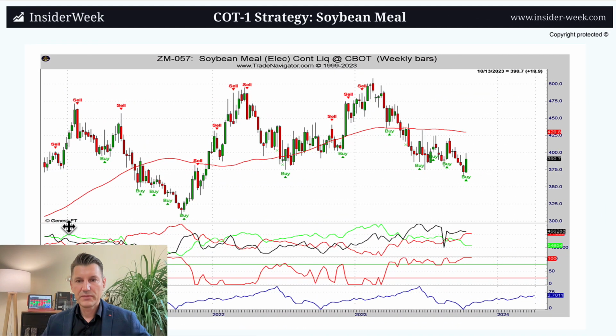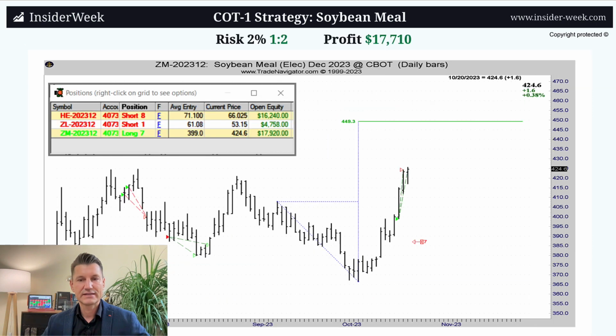Next trade, soybean meal. In soybean meal, we got a buy signal. Also, you can see that for the next 2-3 months, the seasonal trend is in an upward trend. We had some support here in soybean meal, so I decided to trade this market long. I waited for a trend change entry pattern, all the time the same steps.